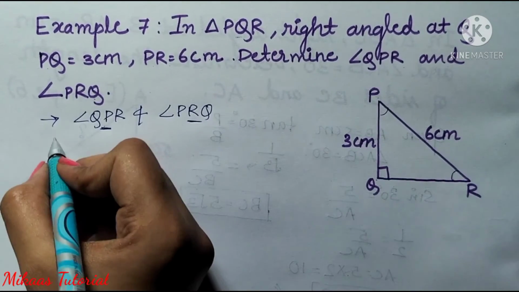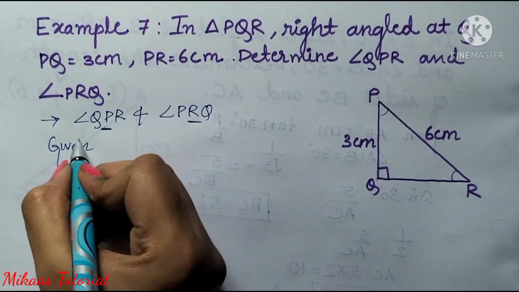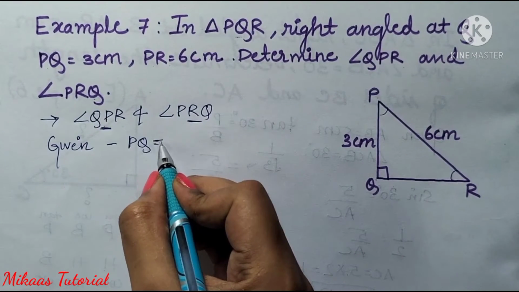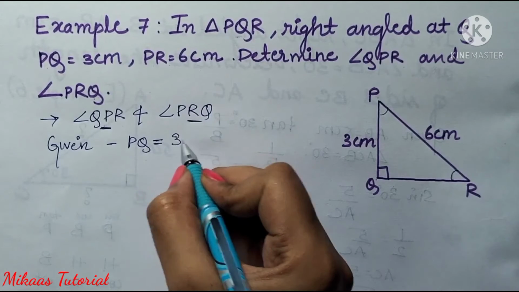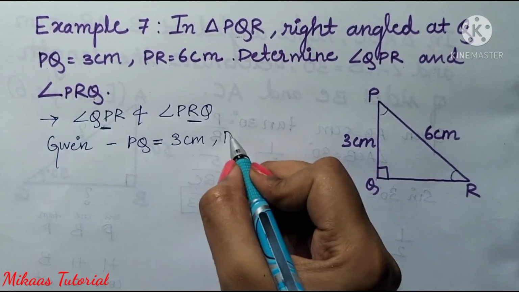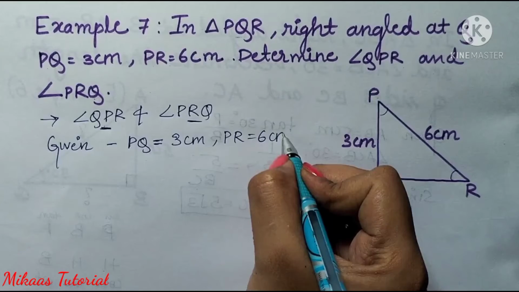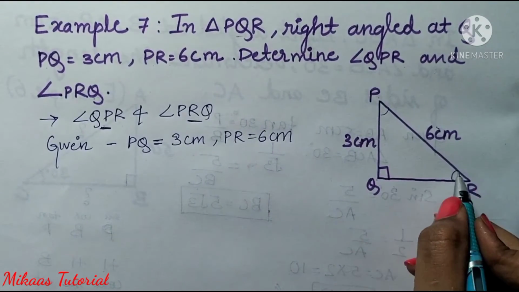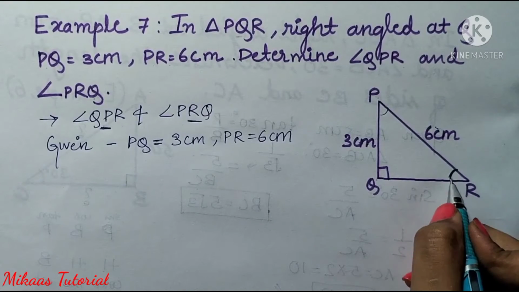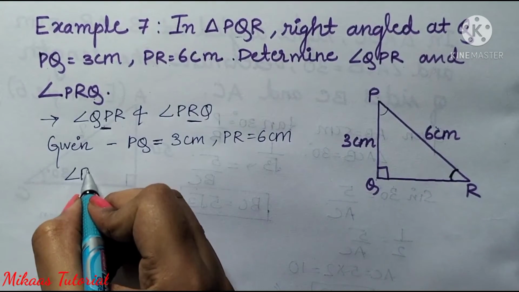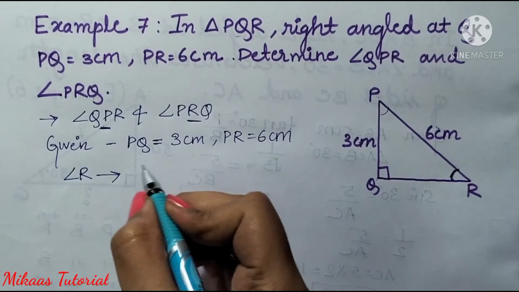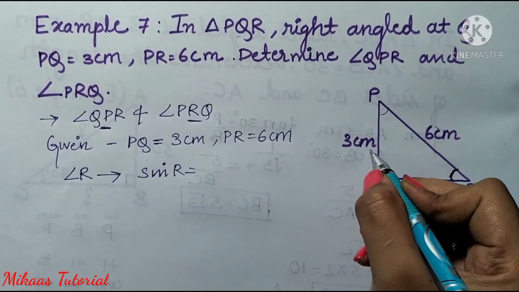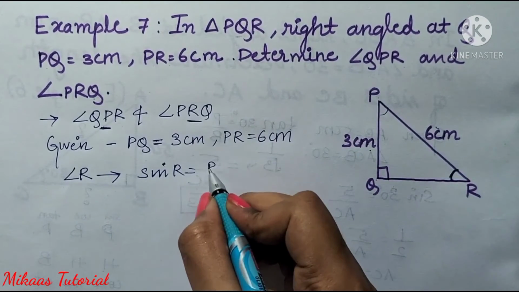So first we should write what is given in the question. Given are two sides: PQ is 3 centimeter and PR is 6 centimeter. We know these two sides, so first we can calculate this angle. How? We can calculate angle R. Sin R is equal to perpendicular by hypotenuse.